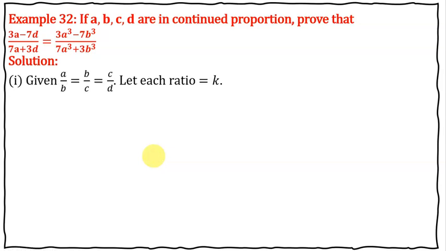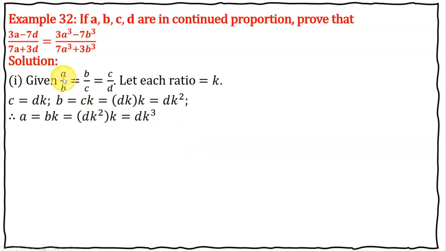Now as a, b, c, d are in continued proportion, then you will have a/b is equal to b/c is equal to c/d. Let the value of each ratio be equal to k. Then first c/d is equal to k, therefore c is equal to dk. Next b is equal to ck, but what is the value of c? c is dk. Substitute here the value of c, dk into k. And therefore you will have b is equal to dk into k, means what? dk². This is the value of b.